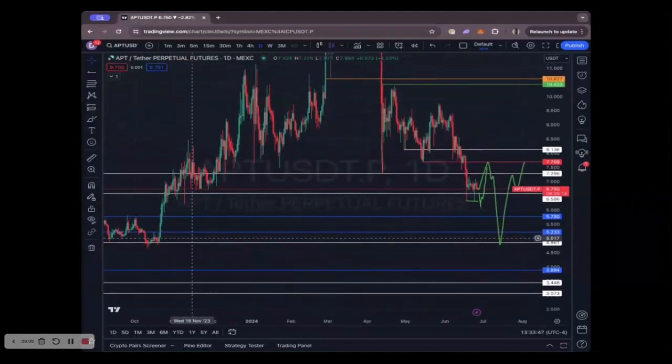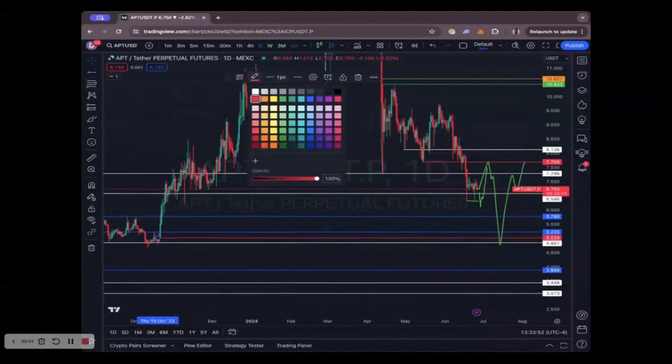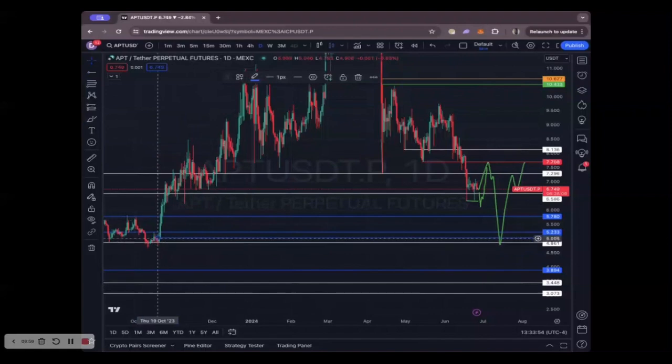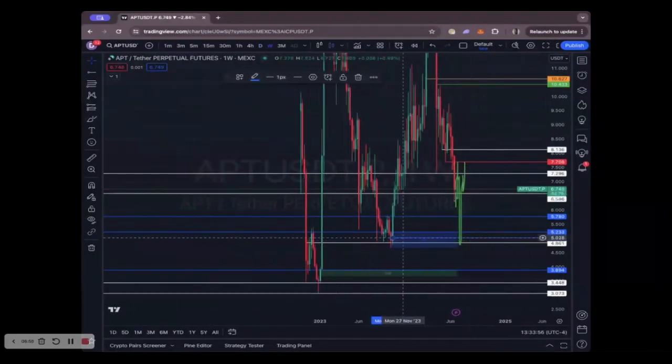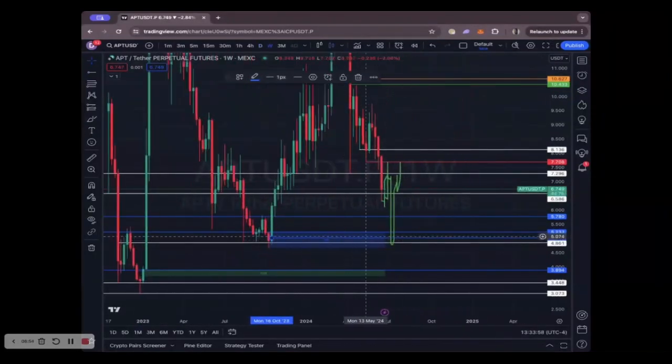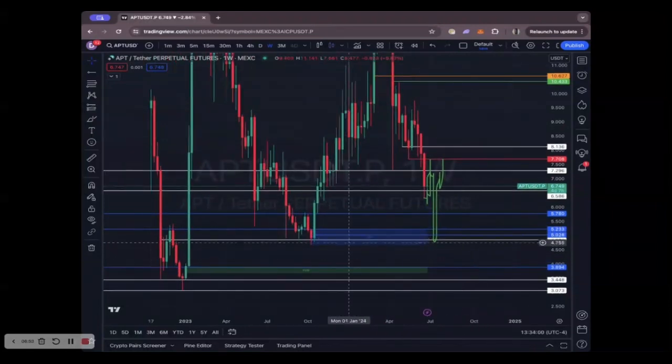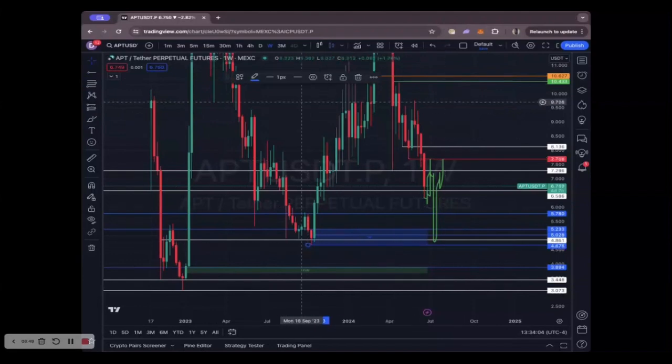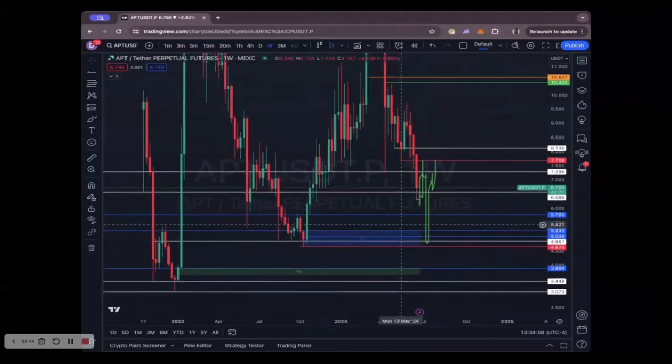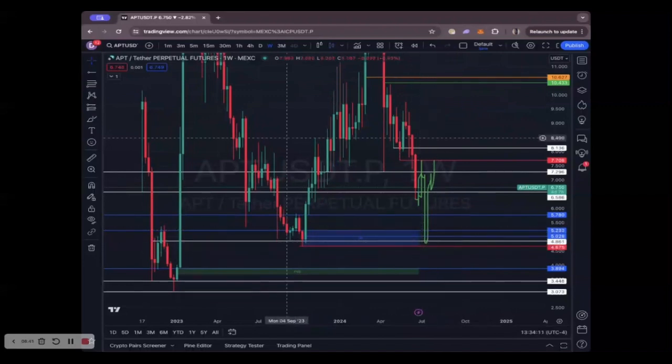I do not like how this OB is sitting on a weekly and a daily here. The daily is a smooth OB with a weekly OB right there. That's so close. So on APT, if I was to take the long, I would take a long around $5 with a stop at 4.67.